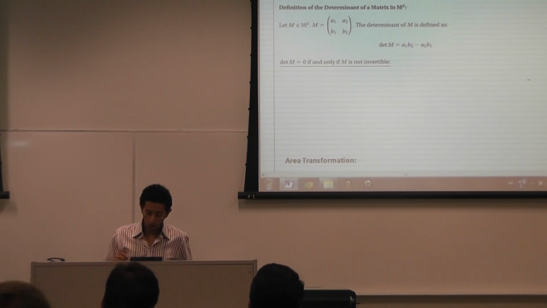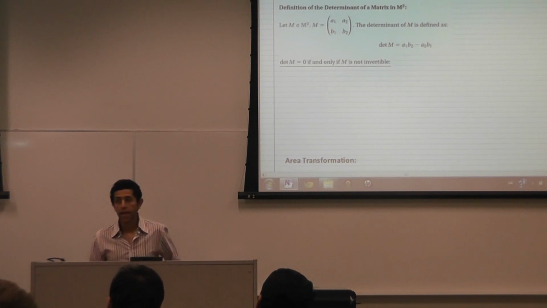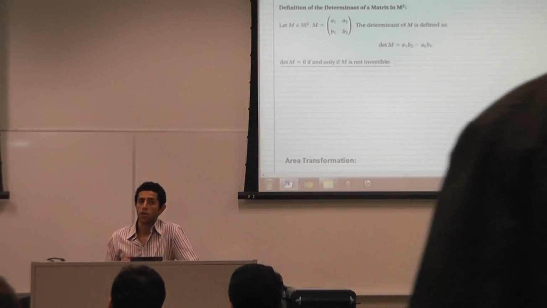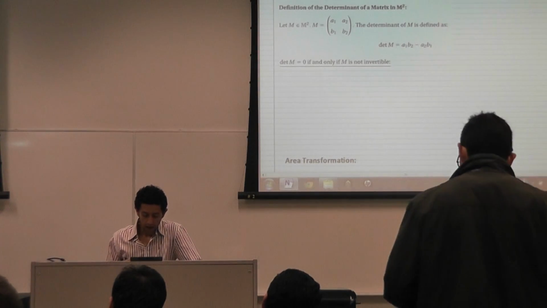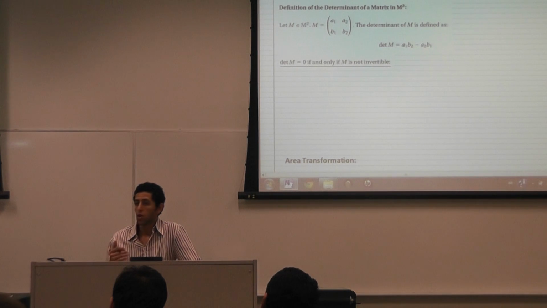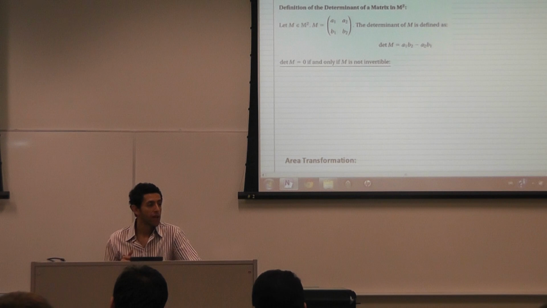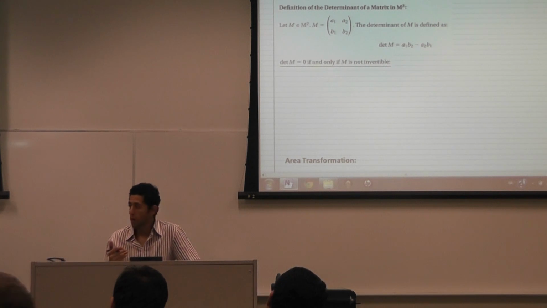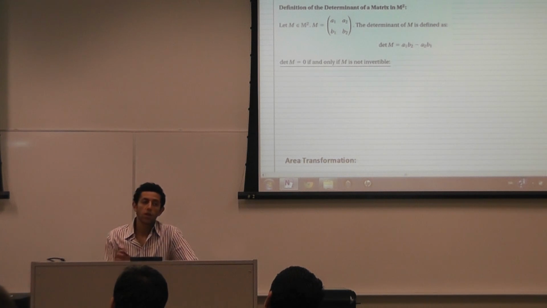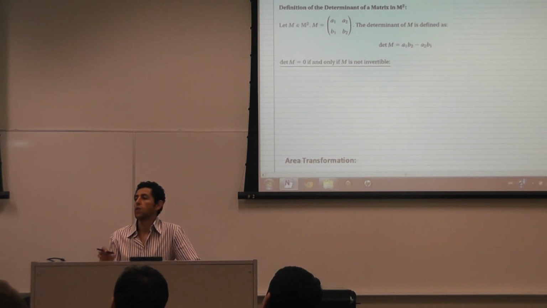Alright, so the determinant of the matrix is a measure of whether this matrix is invertible or not. The determinant of the matrix measures whether the rows of that matrix are linearly dependent or not. If the rows of the matrix are linearly dependent, then when you calculate the determinant, you're going to get a value of 0, which right away tells you that this matrix cannot be inverted.